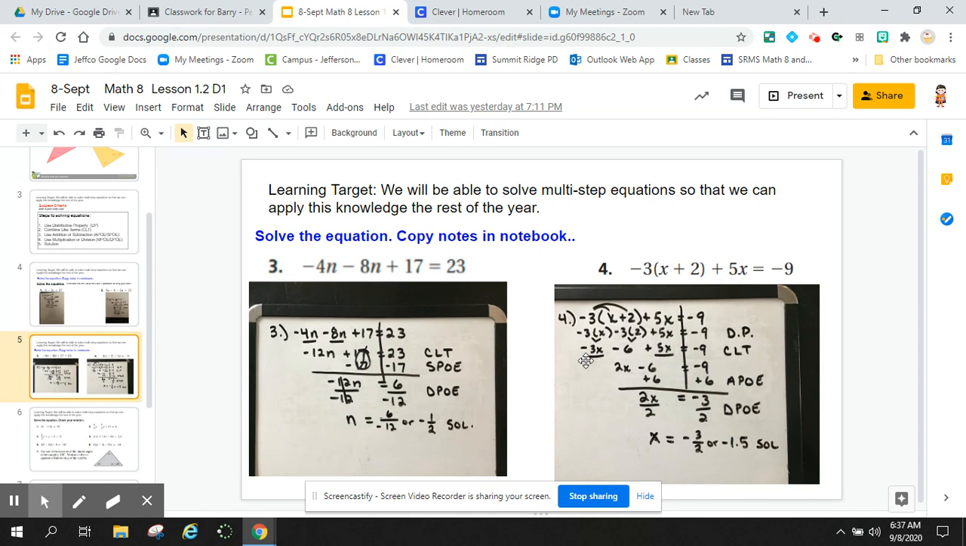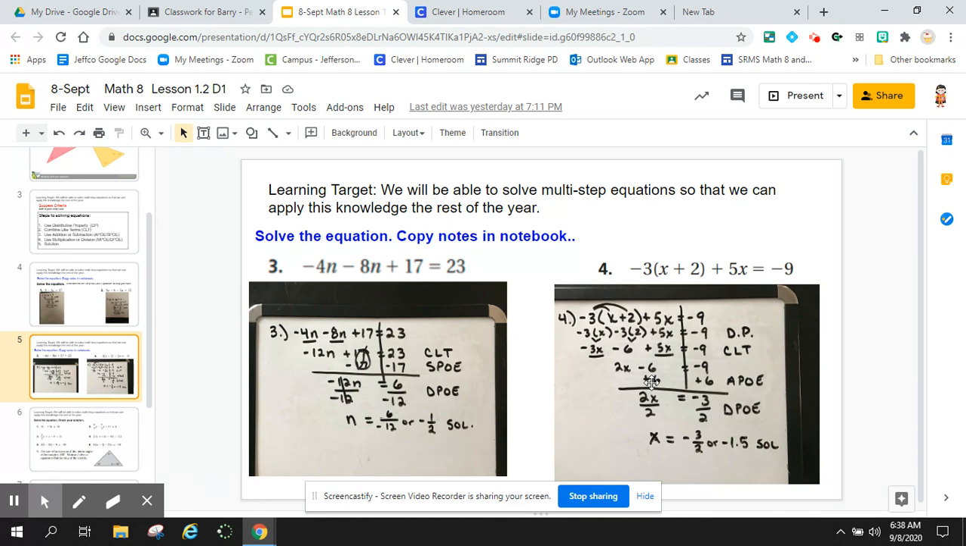Next, I could combine like terms. I have a negative 3x and I have a positive 5x. Well, the signs are different. Remember, you have to subtract. 5 minus 3 is 2. So you have 2x minus 6. Negative 6 says you better use the opposite property, which is addition property. So you could zero them out.